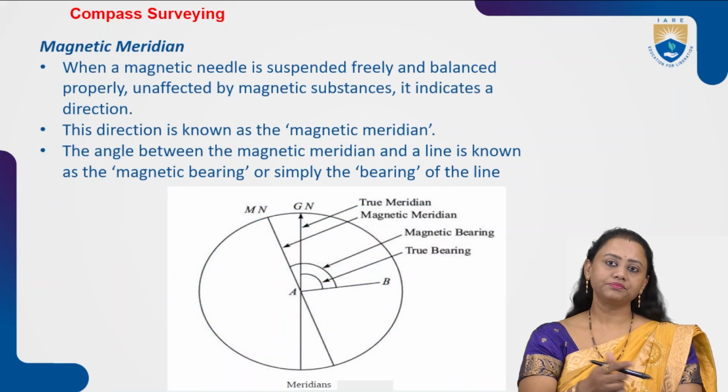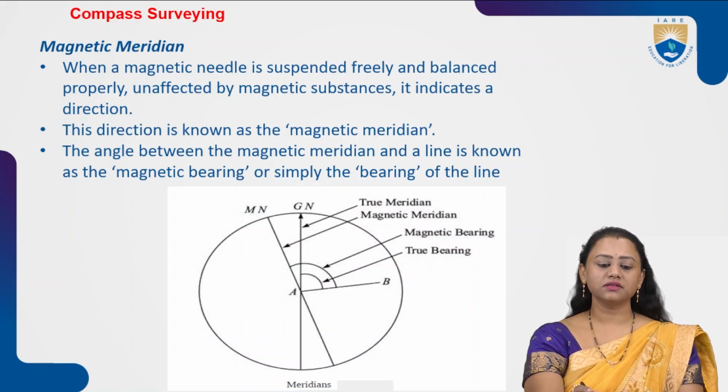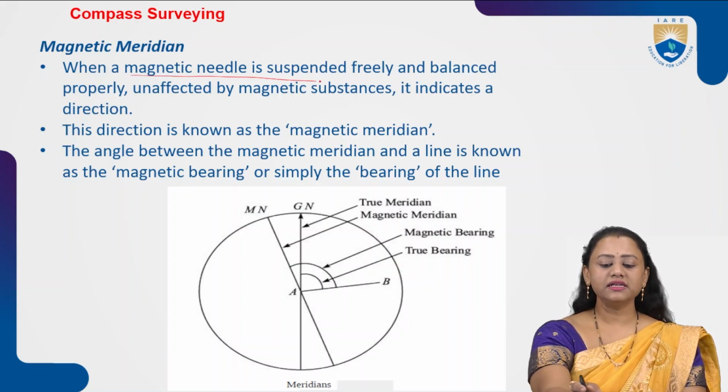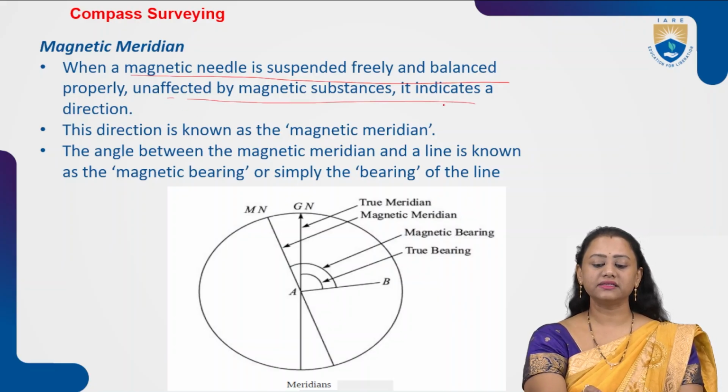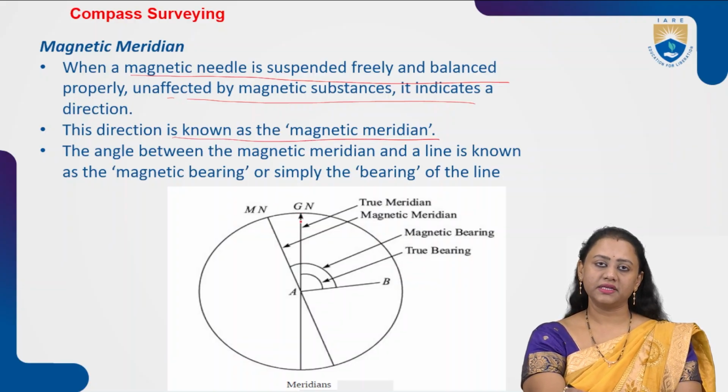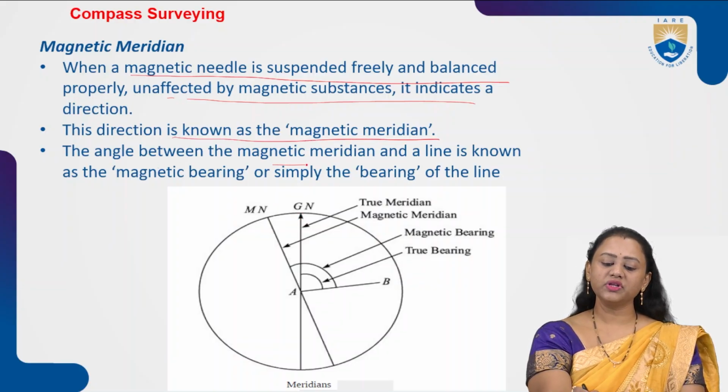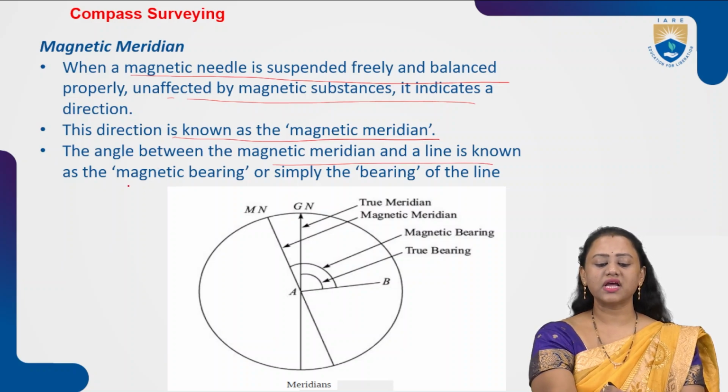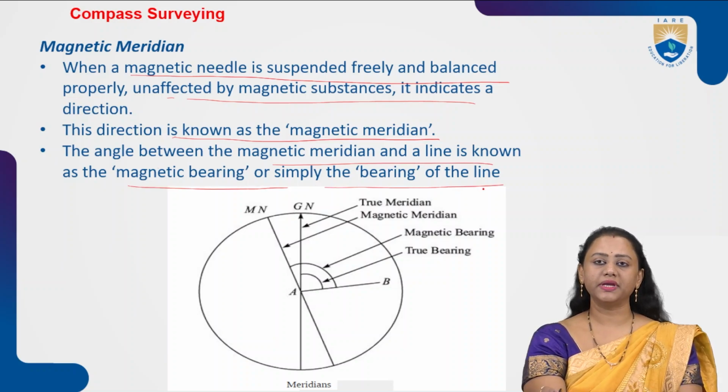Magnetic meridian. So here we can look at when a magnetic needle is suspended freely and balanced properly, unaffected by magnetic substances, it indicates a direction. This direction is known as the magnetic meridian. The angle between the magnetic meridian and a line is known as the magnetic bearing or simply the bearing of the line. So this is the example of the meridian.